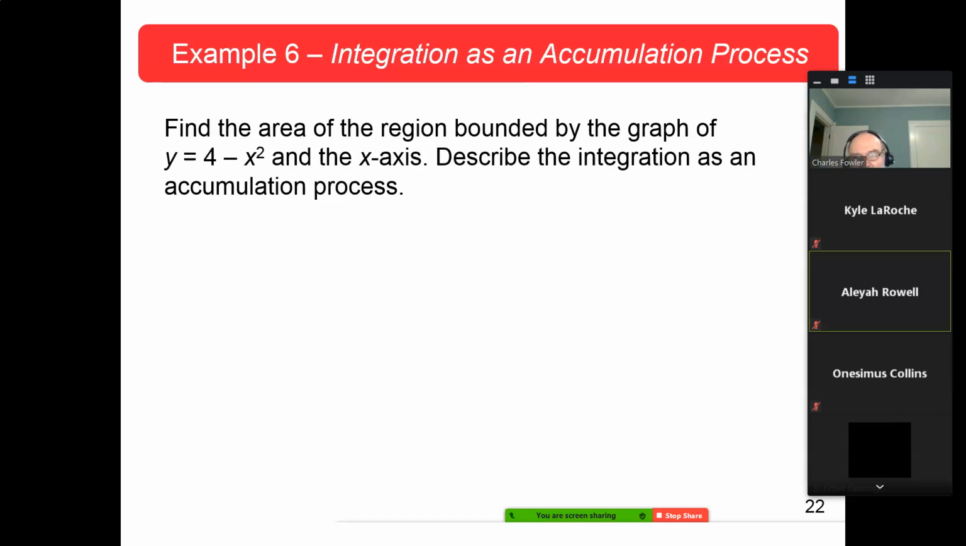Find the area bounded by the region of the graph of y equals 4 minus x squared and the x-axis. Well, what we need to know first is what the limits of this are. When you're on the x-axis, what's your y value? Anyone tell me? 0, of course. So our height is y minus 0.